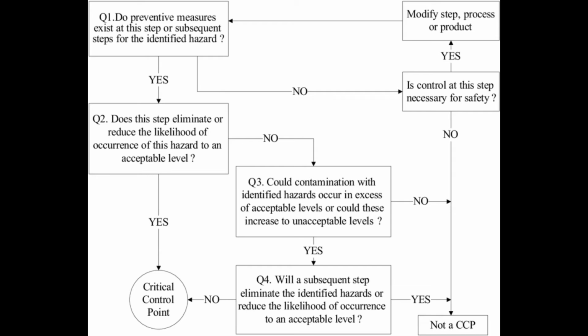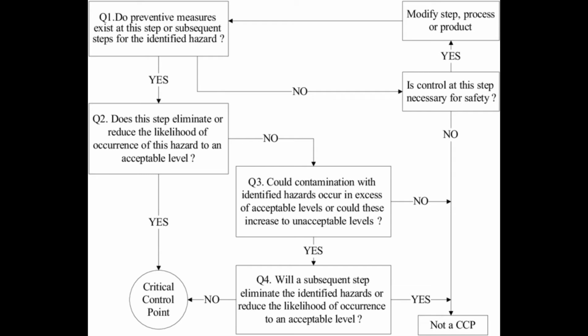Well, if it's not the case, then you need to ask yourself a third question. Could contamination with identified hazards occur in excess of acceptable levels, or could these increase to unacceptable levels at this step? Well, if there's no chance of those hazards becoming a risk if that step fails, the answer would be no, and then it's not a CCP. Thank goodness. But if it is, then you got to move on to the last question, question 4.